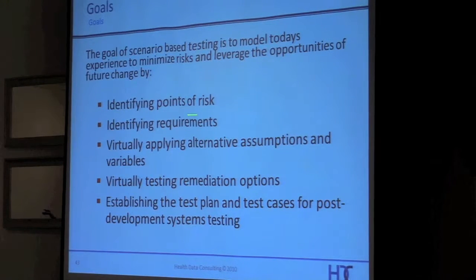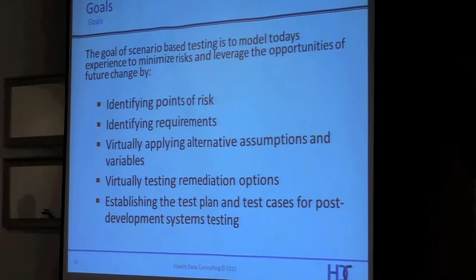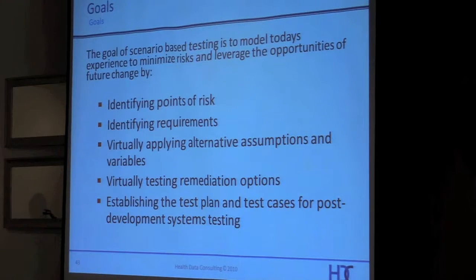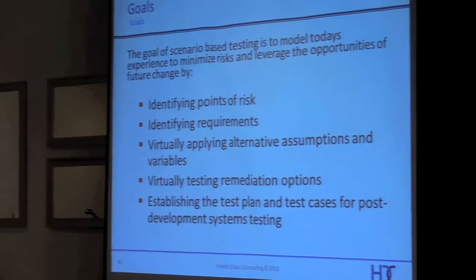But identify points of risk, identify requirements that you may not have, virtually apply alternative assumptions and variables, and do virtual testing of the options you have to fix it. You need to have some sort of plan for how you're going to do all this. Now, you don't have to have an extensive, comprehensive test plan and test models, but you do need to think that through and have some type of plan out there for how you're going to do it. The general rule is the level of risk that you're willing to deal with is directly related to the level of testing you're willing to do.